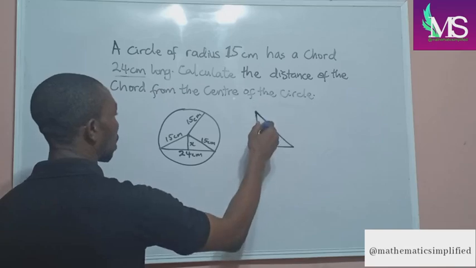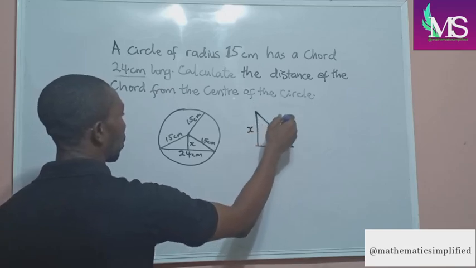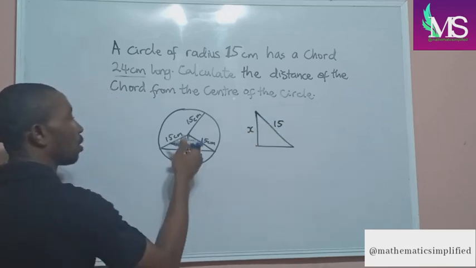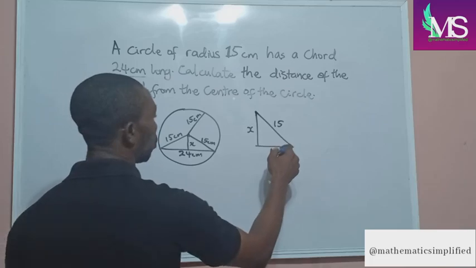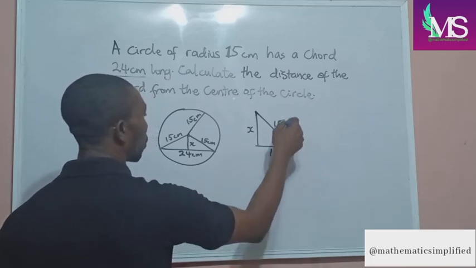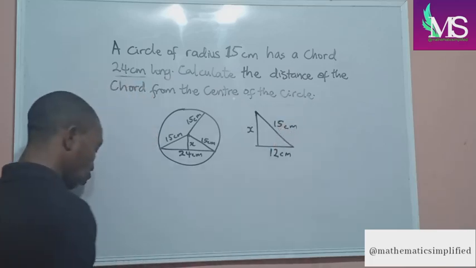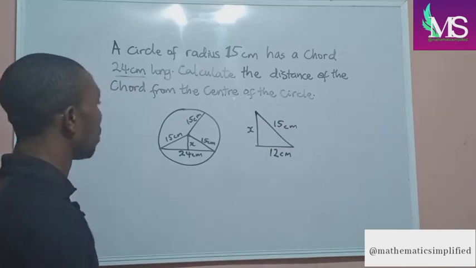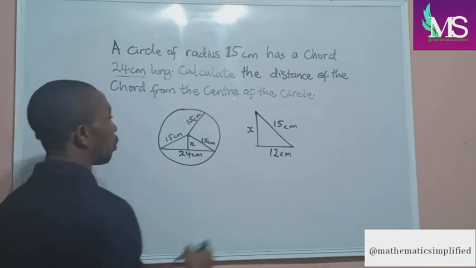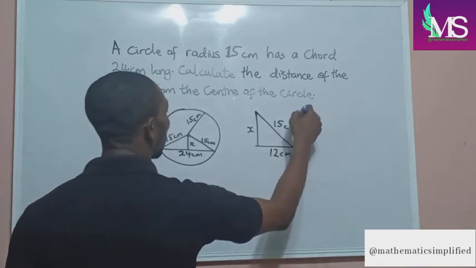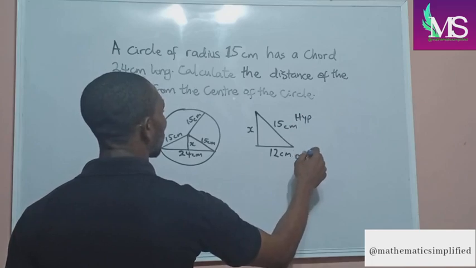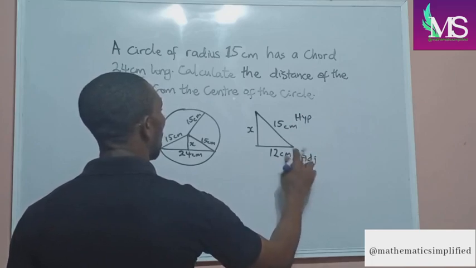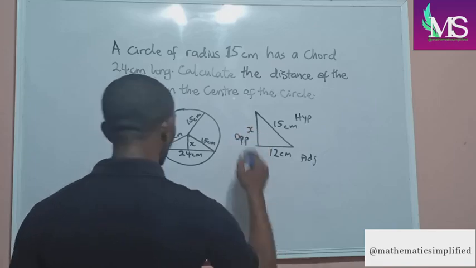This is our center of circle, this is our x, this is our radius 15. Now this line bisects this chord into two equal parts, making here to be 12 cm. Now we have two parts, we have the 12 cm and the 15 cm. Now we know that 15 is our hypotenuse, this is our adjacent, and this is our opposite.